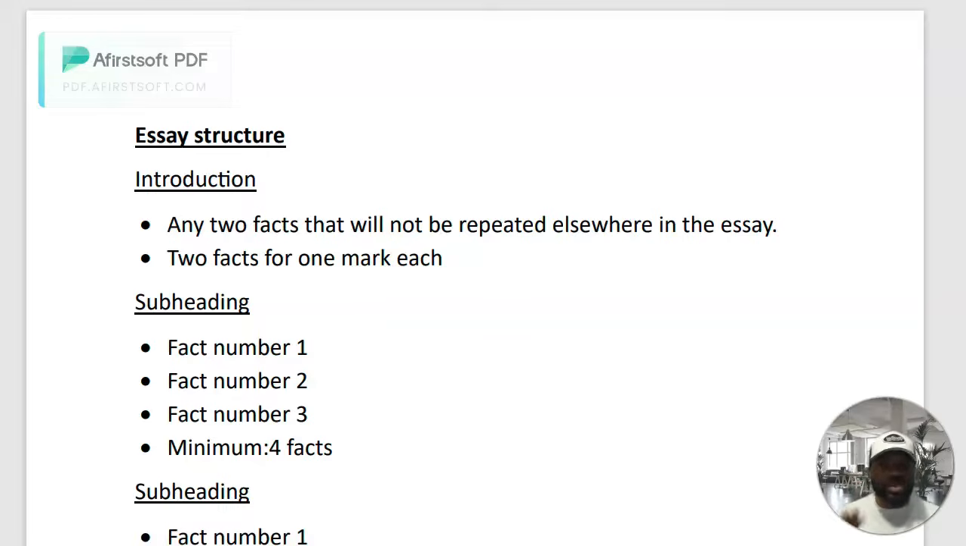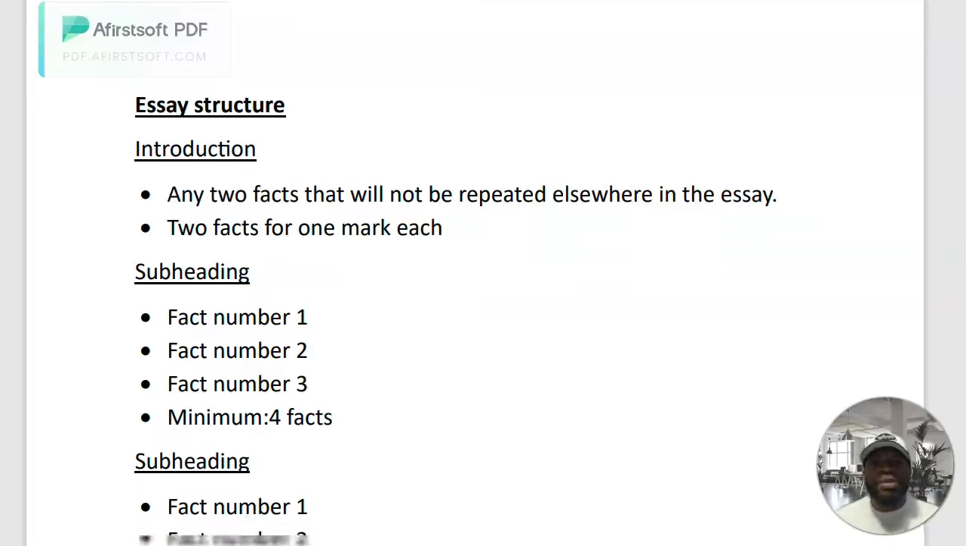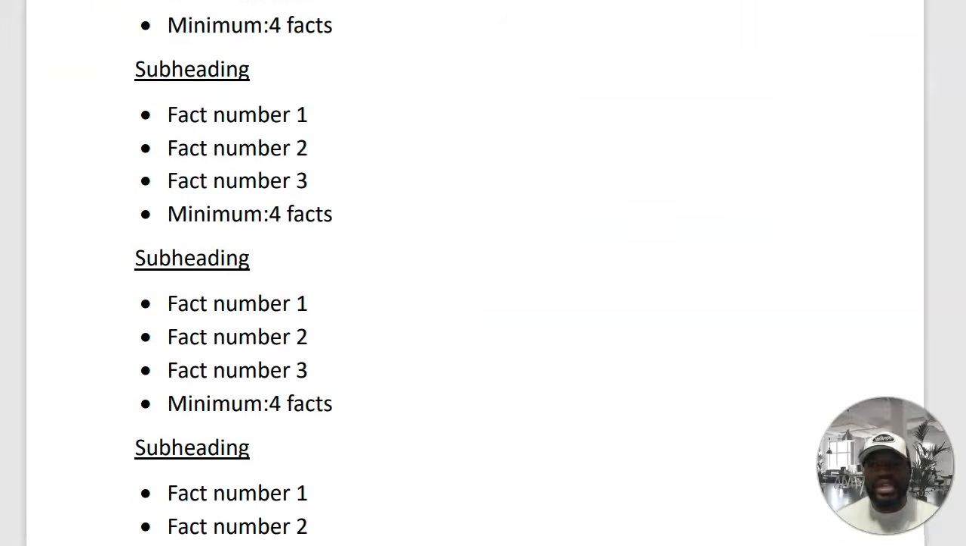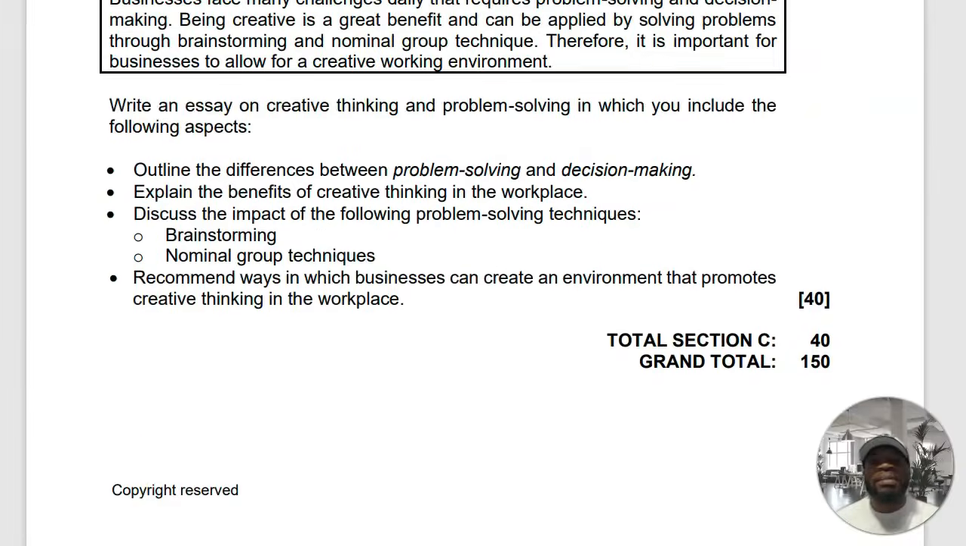So that would keep you safe, because you do not have to repeat these 2 facts that you use in the introduction elsewhere. Then we come into our body. We are supposed to have 4 subheadings. Where are the 4 subheadings coming from? The 4 bullet points. So what is bullet point number 1? Outline the differences between problem solving and decision making.